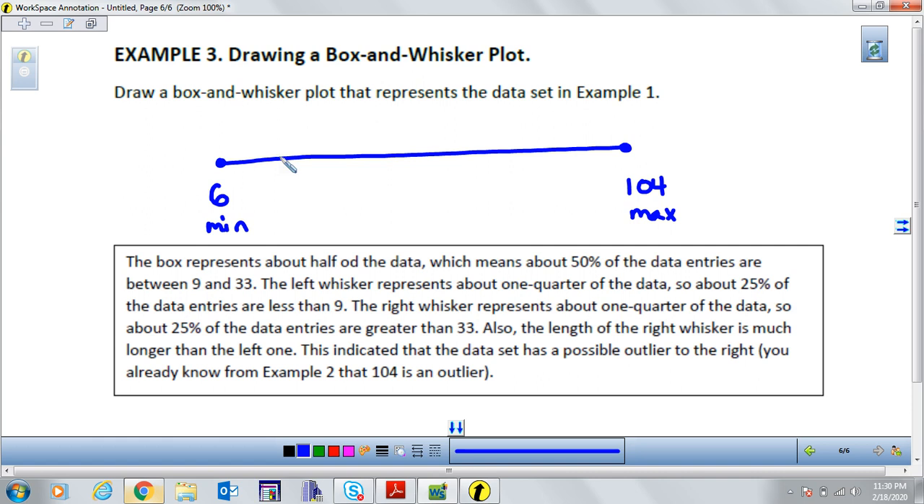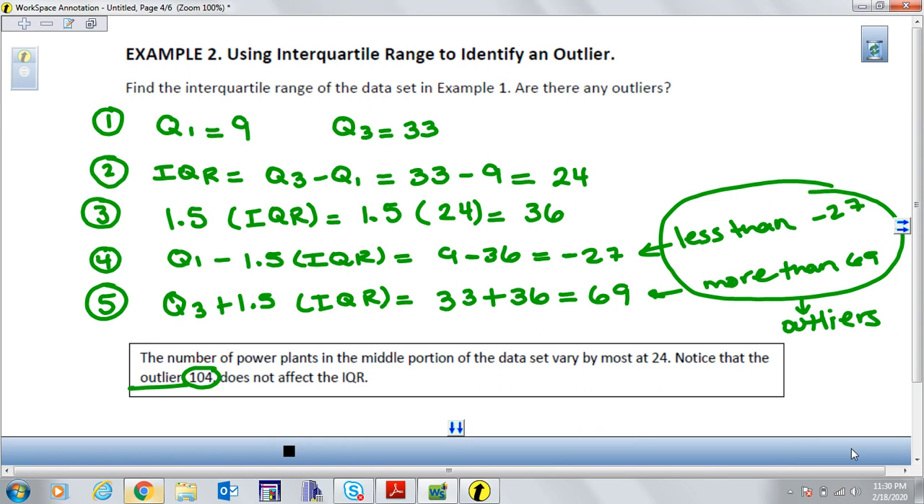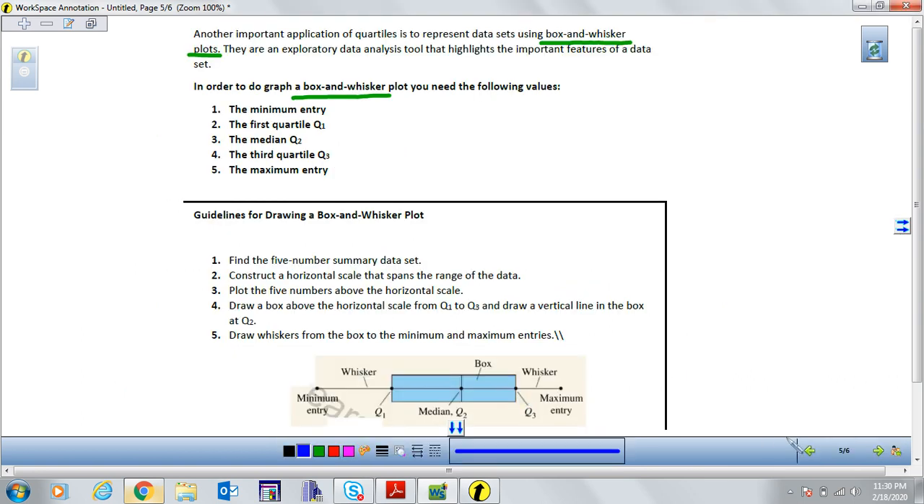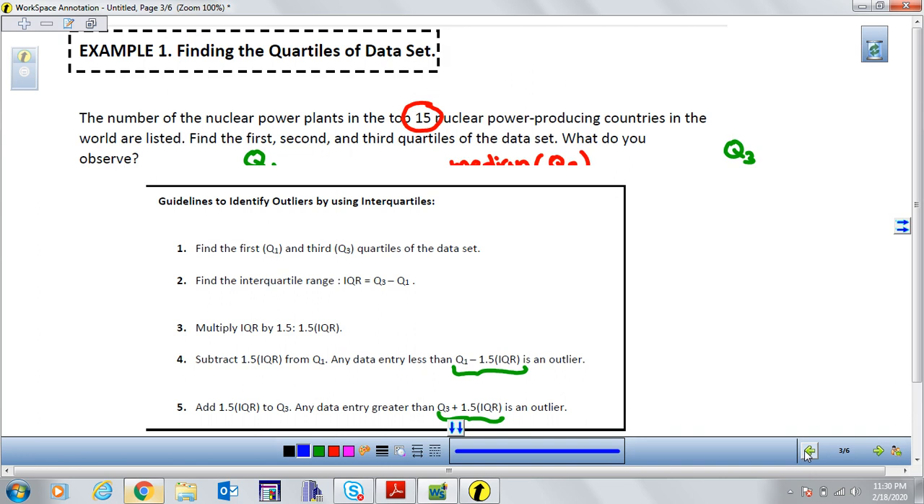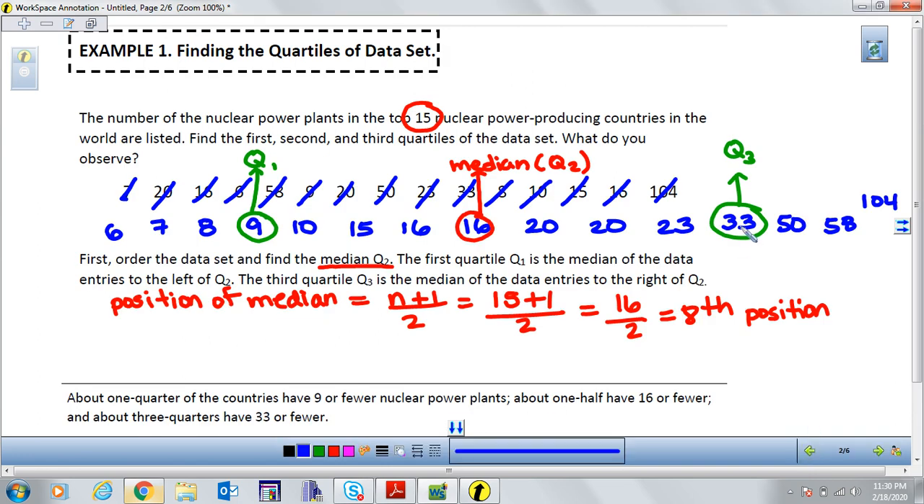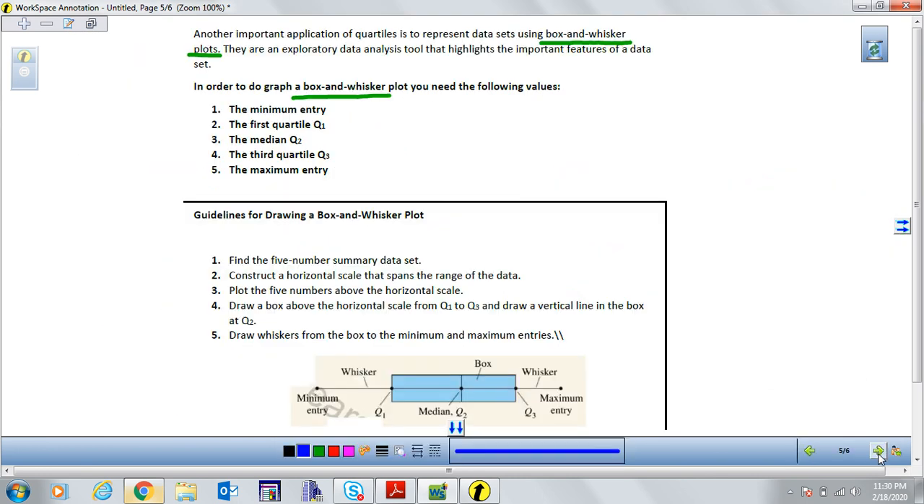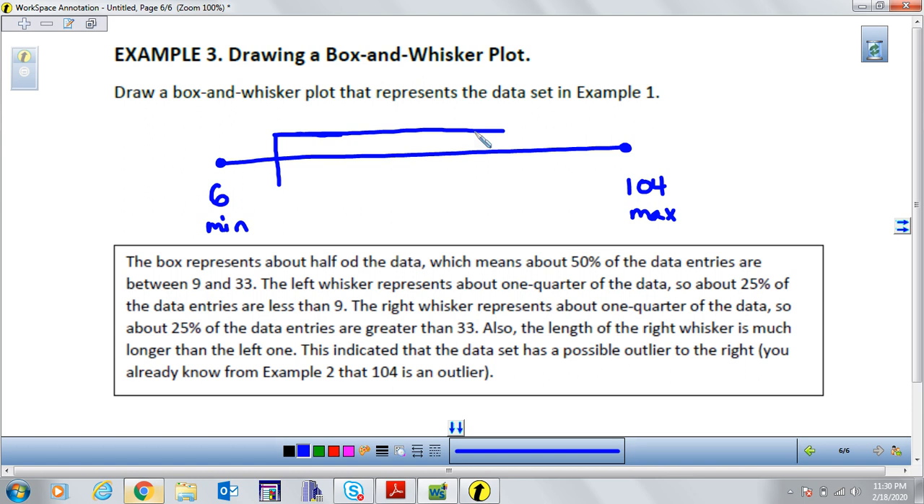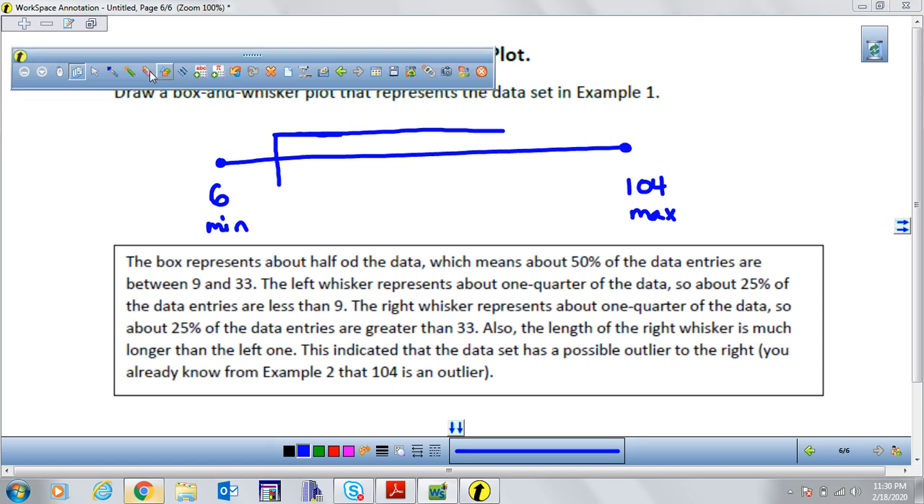7, 8, 9. Here I'm going to draw this box, and this box has to go all the way up to where Q3 is. Look at how this graph looks. Q3 is where the box is going to end. Q3 was the number 33, and the whisker on the right hand side goes up to 104. Actually, I'm going to erase a little piece. Here is where the 33 is going to be, so we close this box.